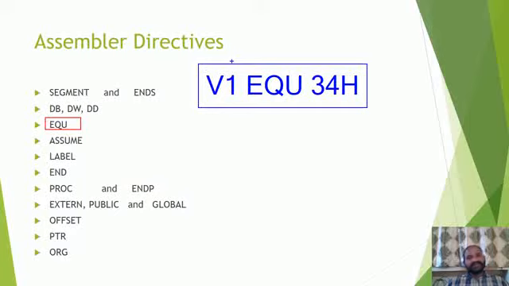Just declare that on the top of the program and make use of the v1 name wherever you want, so that you can easily replace that value if any changes are required in the future when you are trying to execute the program. So EQ is for defining the constants, okay.